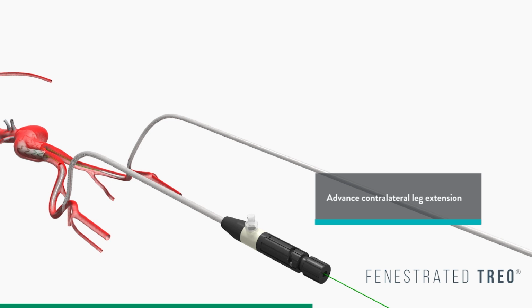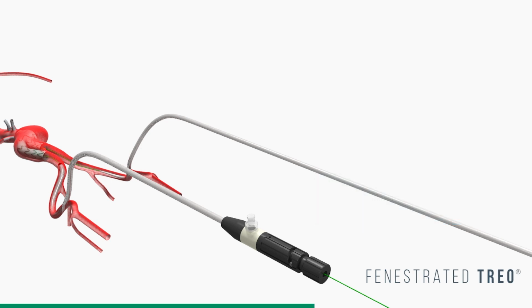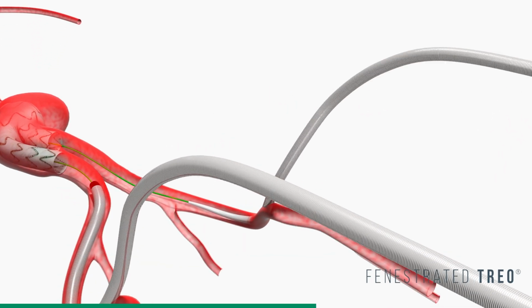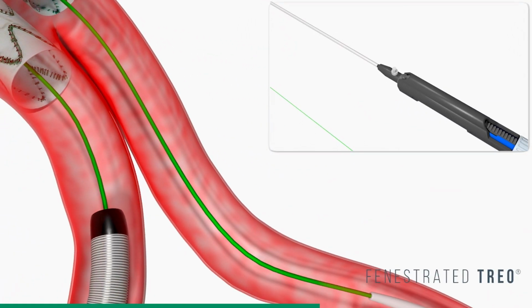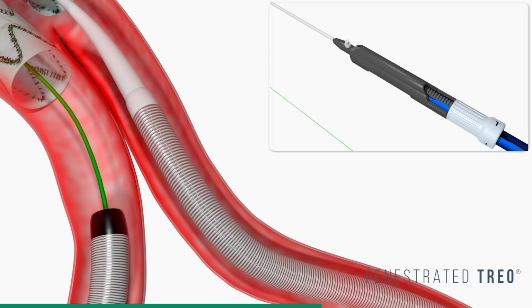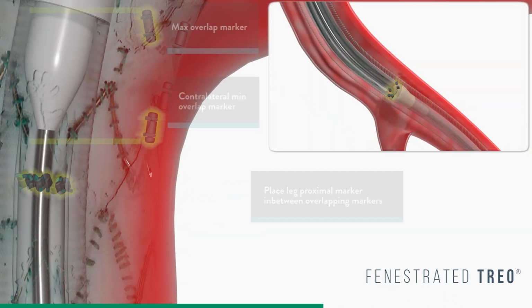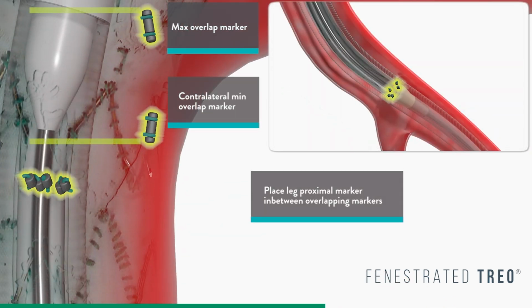Advance the contralateral leg extension delivery system into the artery over the guide wire. Continue advancing the tip into the contralateral gate. Continue to advance the leg device, noting the markers on the proximal end. The contralateral side of the main device leg has two markers that indicate the maximum and minimum overlap regions.